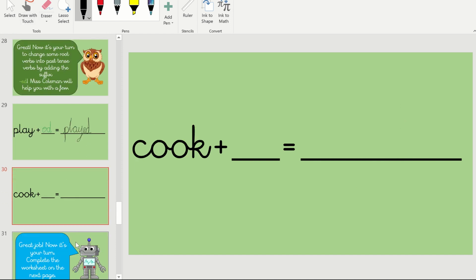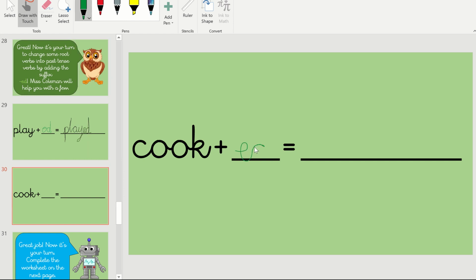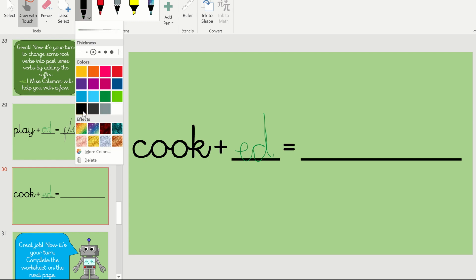Right, have a look at this one. What word have we got there? Great job. It's the word cook. Now we've got to add the past tense suffix. And what's that one, everyone? Absolutely right. It's the E and the D. Brilliant. Okay. So now, what have I got to do at the end? That's right. I've got to write the past tense verb.